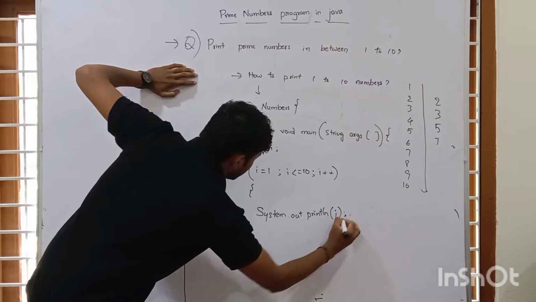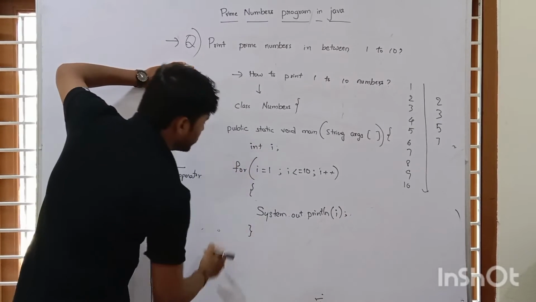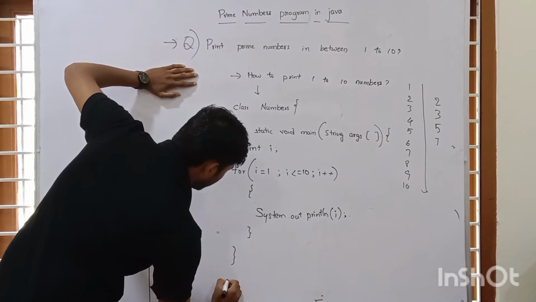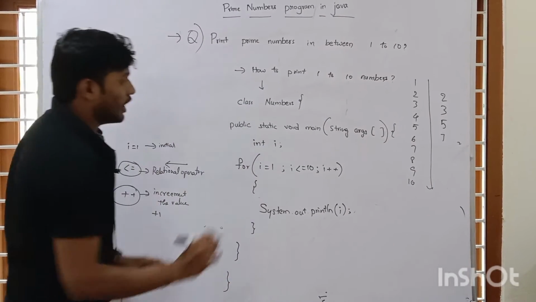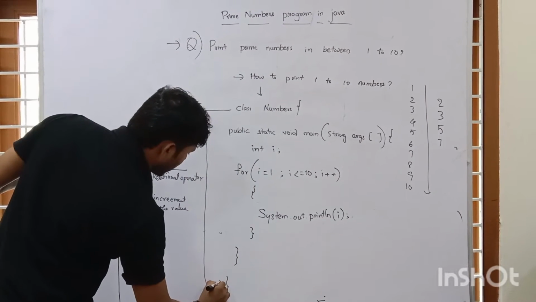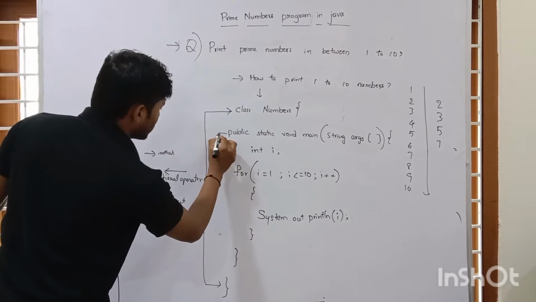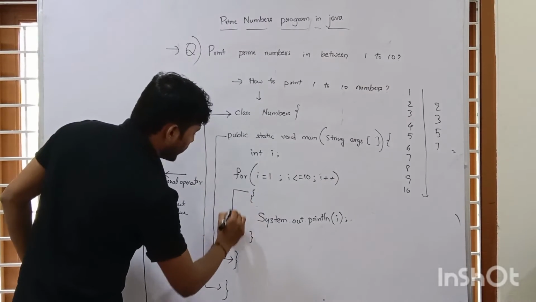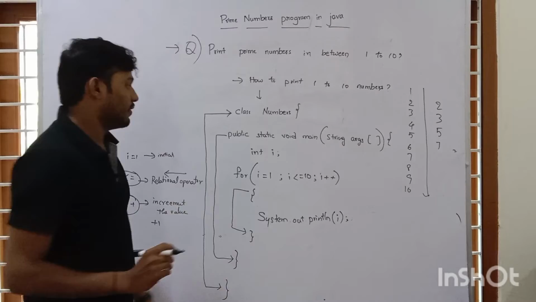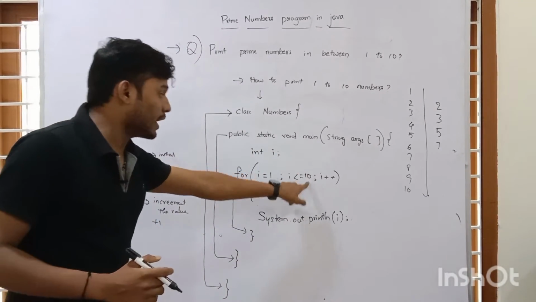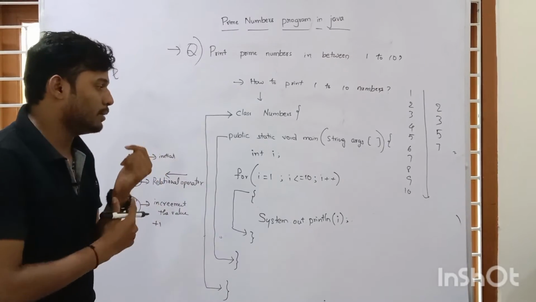Here I am printing that I value. Now I close the loop, and here I am closing the main method and here I am closing the class. Now let us see, the class was opened here and closed here, the method was opened here and closed here, and the loop was opened here and closed here. The loop will keep executing until the condition breaks.